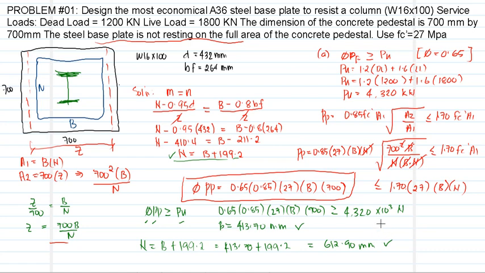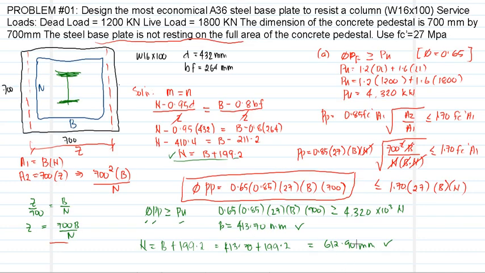So, let's check it. We have to check if our equation here is less than or equal to 1.70 times 27 multiplied by BN. Okay? So, to check that, the 1.70, let's solve, our value is 1. So, the 0.85, let's check if this is correct.